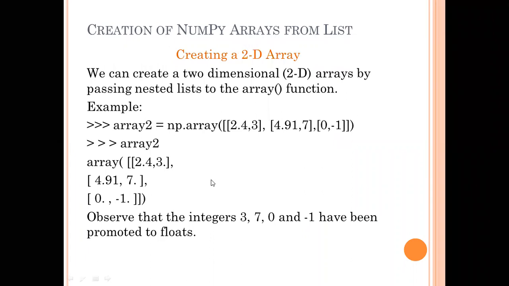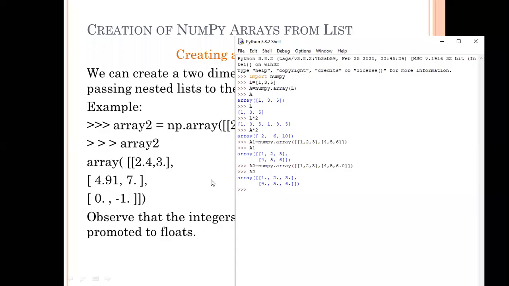Okay, in this, the first one is the first row and the second one is the second row. Okay, this is the first row and this is the second row. It means the first list represents the first row and the second list represents the second.